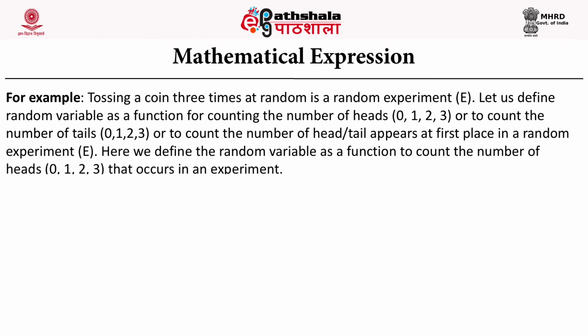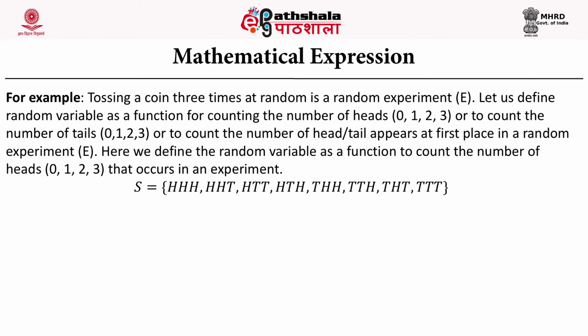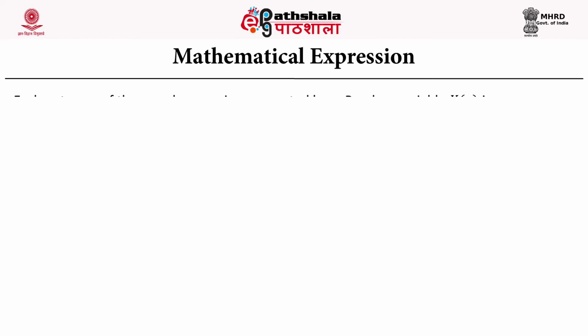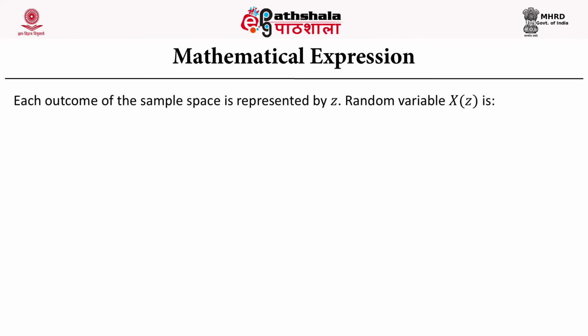or to count the number of tails 0, 1, 2, 3, or to count whether a head or tail appears at the first place in the random experiment capital E. Here we define the random variable as a function to count the number of heads, which can be 0, 1, 2 and 3, that occurs in an experiment with a sample space given here as HHH, HHT, HTT, HTH, THH, TTH, THT and TTT. So each outcome of the sample space is represented by small z.